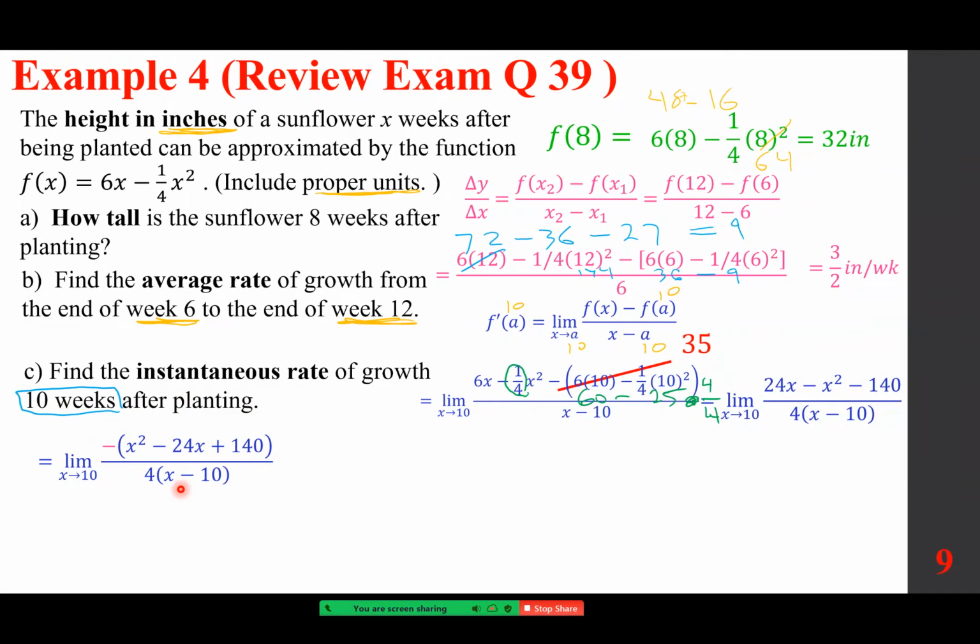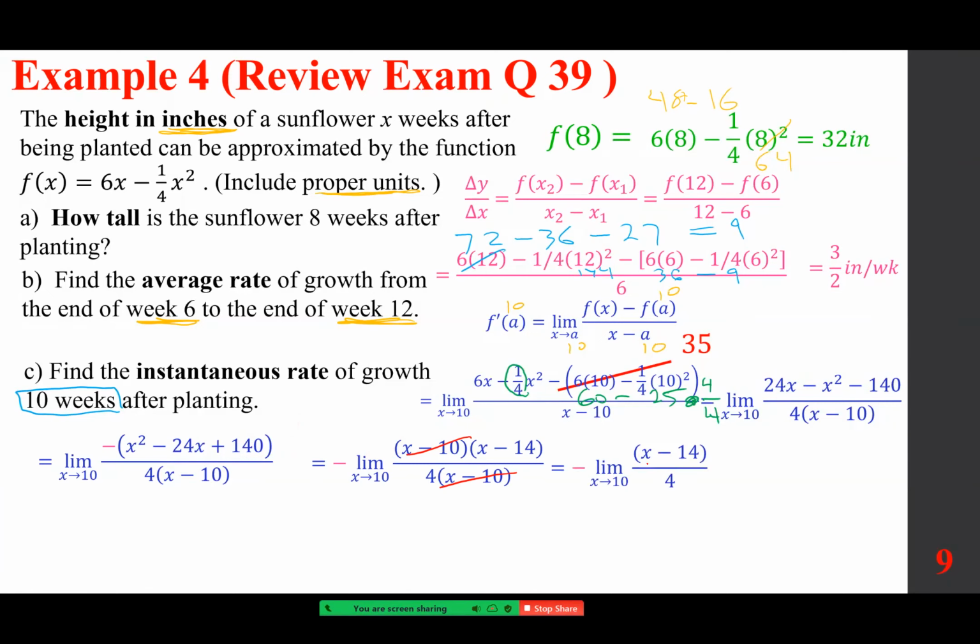It should help that there's a factor of x minus 10 here, so there should be a factor of x minus 10 in the numerator, so the numbers are negative 10 and negative 40. So this should help you with that. I can cancel out the x minus 10. This is what I get.